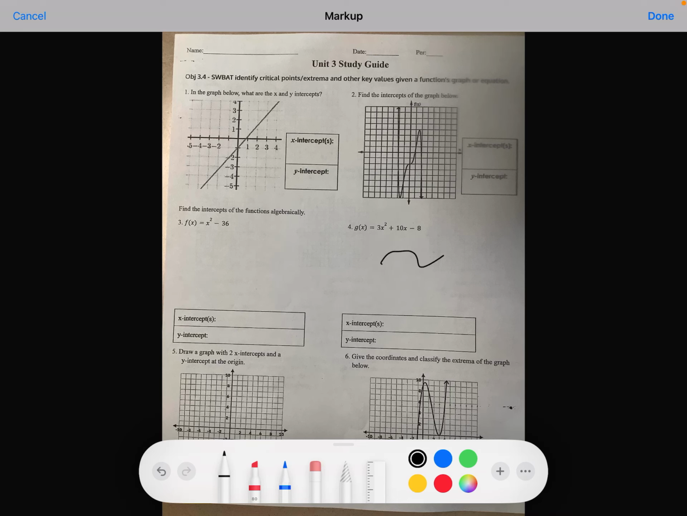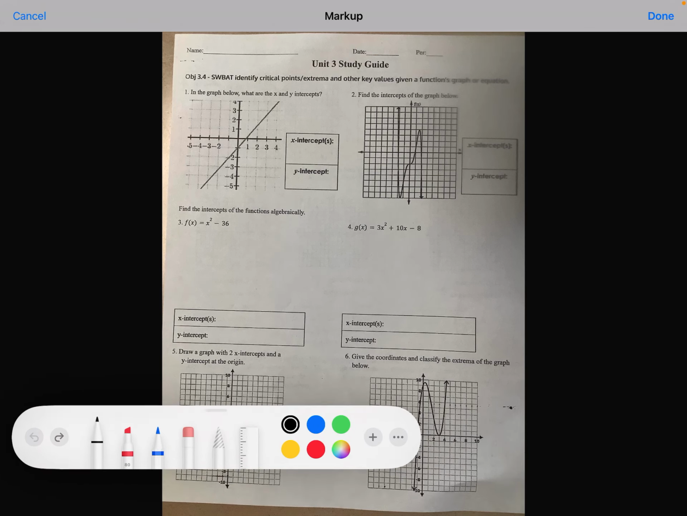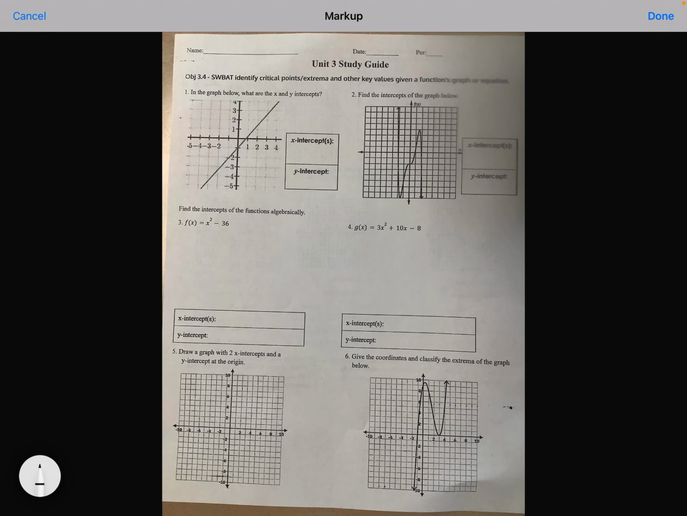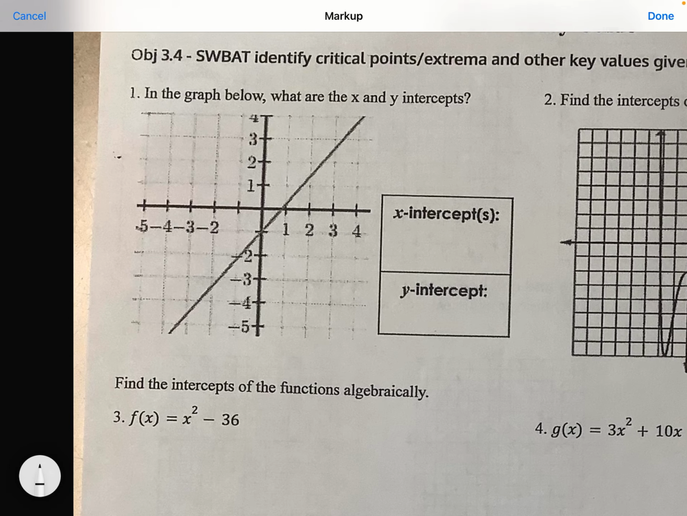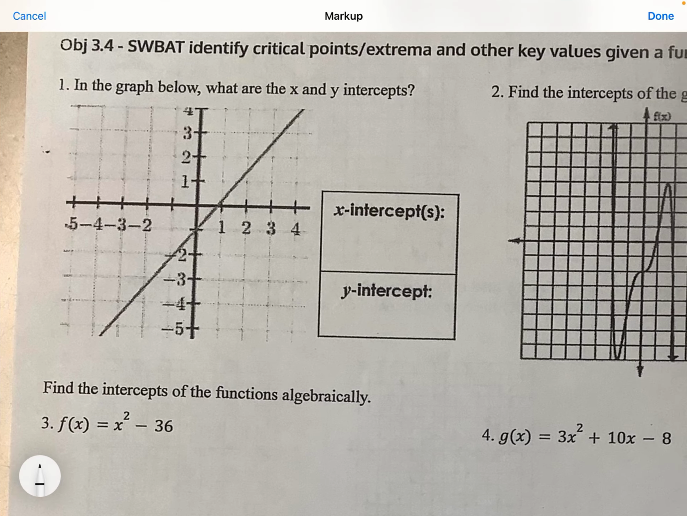Okay, so here we are going over the Unit 3 study guide. I'm starting with objective 3.4, identify the critical points in extrema and other key values from a function's graph or equation. Here, it asks you in the graph below, what are the x and y intercepts? That's simply where it crosses the x-axis and where it crosses the y-axis.